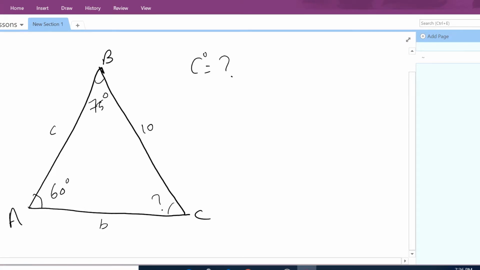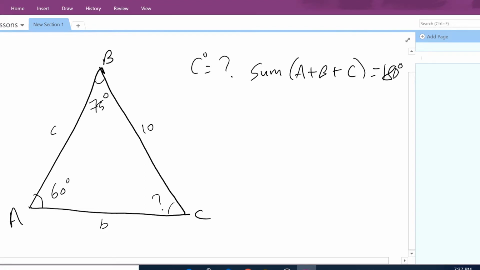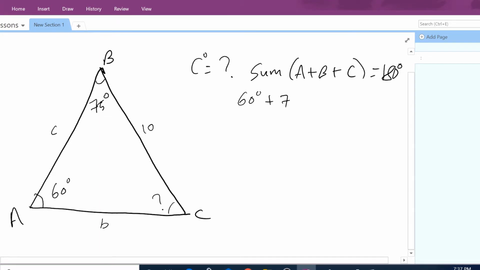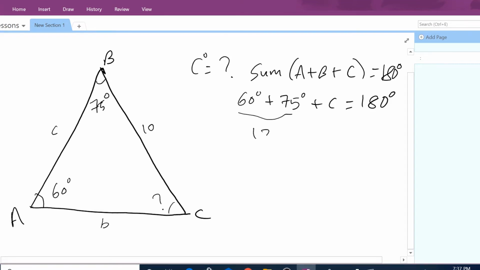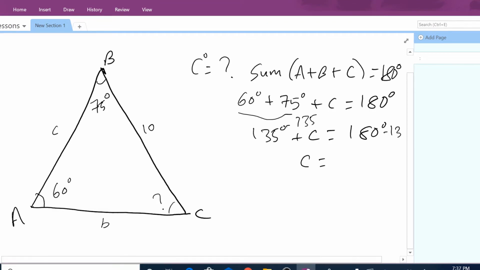What you have to know is that the sum of all the angles A plus B plus C must always be equal to 180 degrees in a triangle. So we have A as 60 degrees plus B, which is 75 degrees, plus C, which we don't have, is equal to 180 degrees. When you add these two, you get 135 degrees plus C is equal to 180 degrees. Therefore, subtracting 135 from both sides, C would be equal to 45 degrees. So that is the first step.